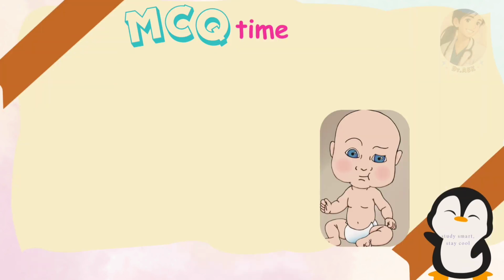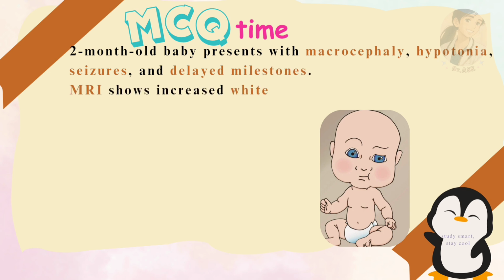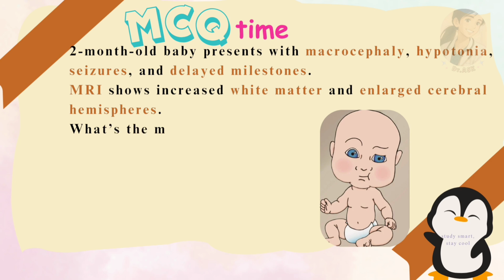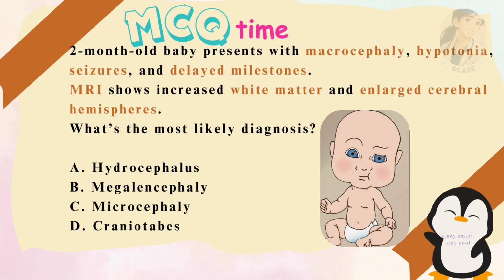Okay, so here is a FMGE-style MCQ. A 2-month-old baby presents with macrocephaly, hypotonia, seizure and delayed milestone. MRI shows increased white matter and enlarged cerebral hemisphere. So what's the most likely diagnosis? Option A, hydrocephalus. B, megalencephaly. C, microcephaly. And D, craniotabes. Think for a second. Yeah, the answer is megalencephaly.